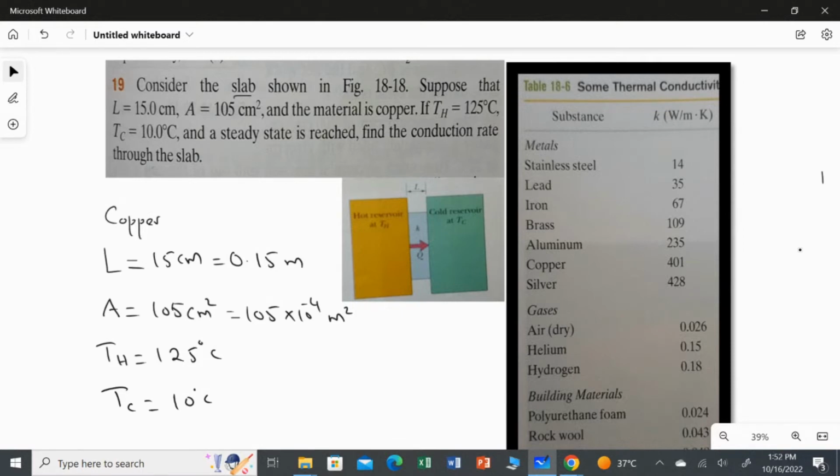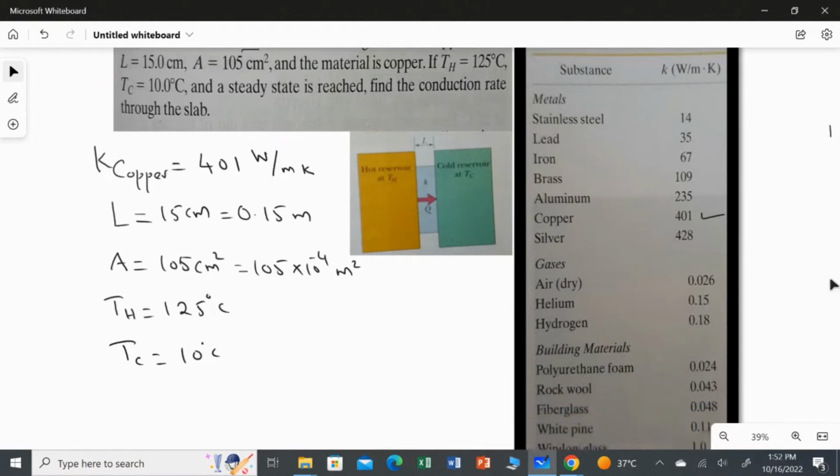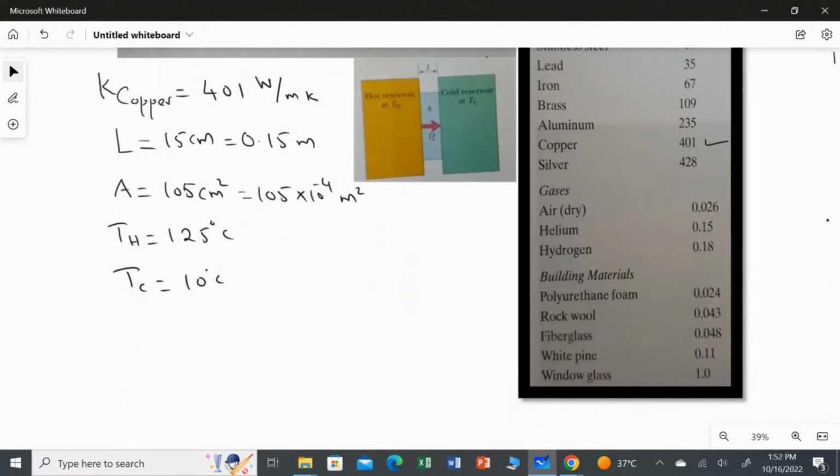For that, we need the thermal conductivity value of copper. So the chart is given here. Different materials have different thermal conductivity values. So for our case, we have to choose the copper material. So what is the thermal conductivity of copper? The thermal conductivity of copper is 401 watt per meter Kelvin. Clear?